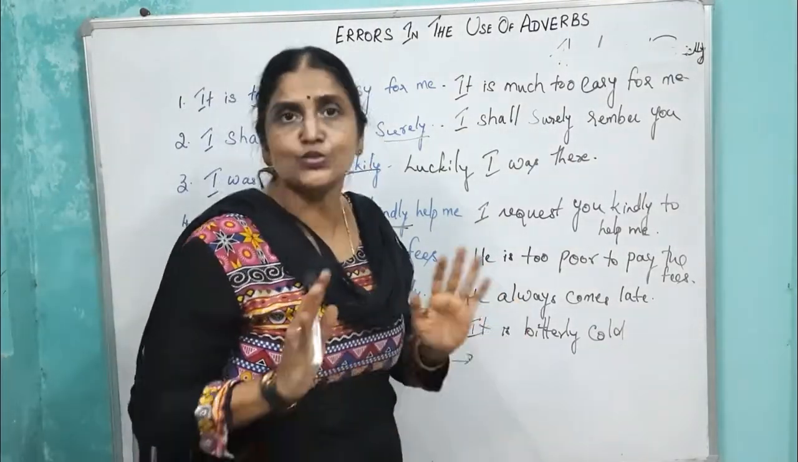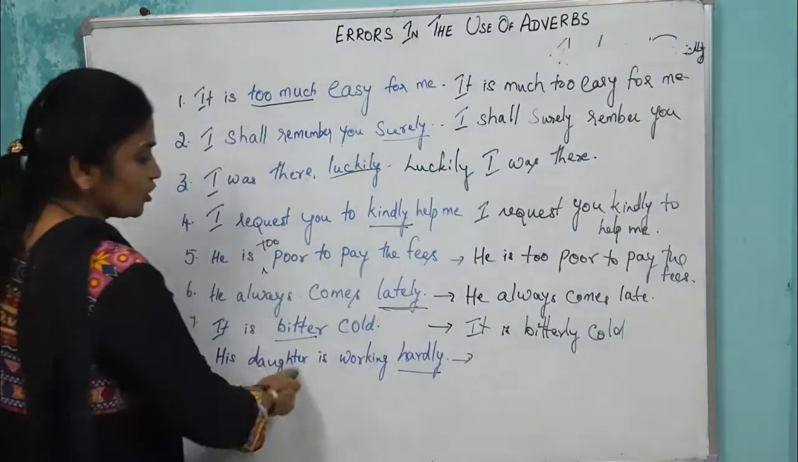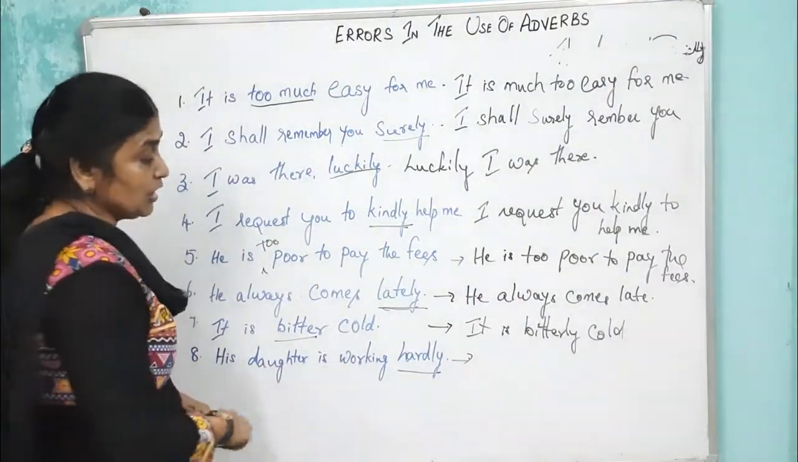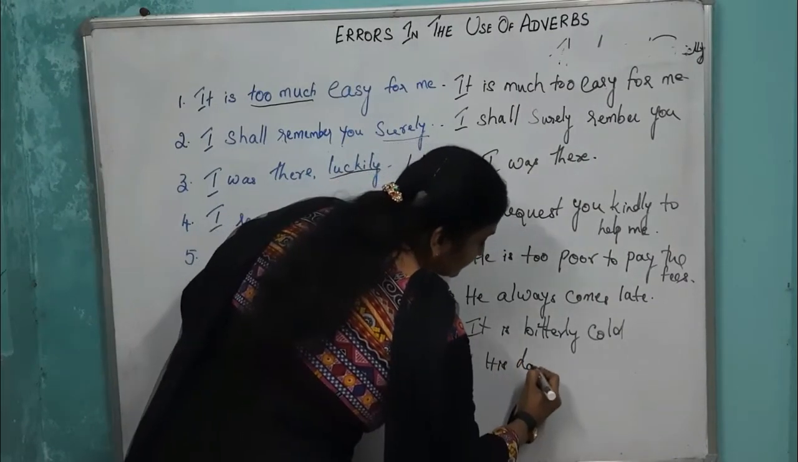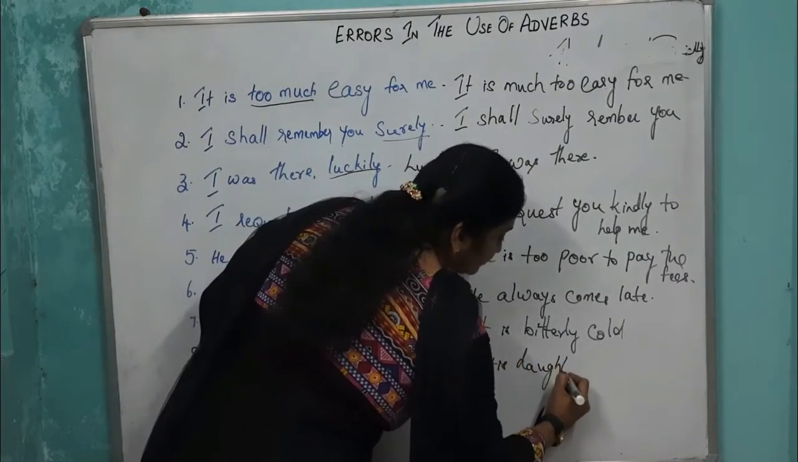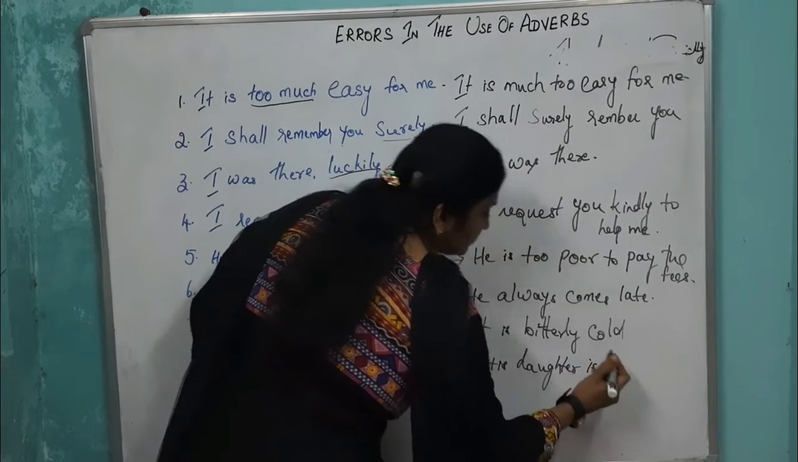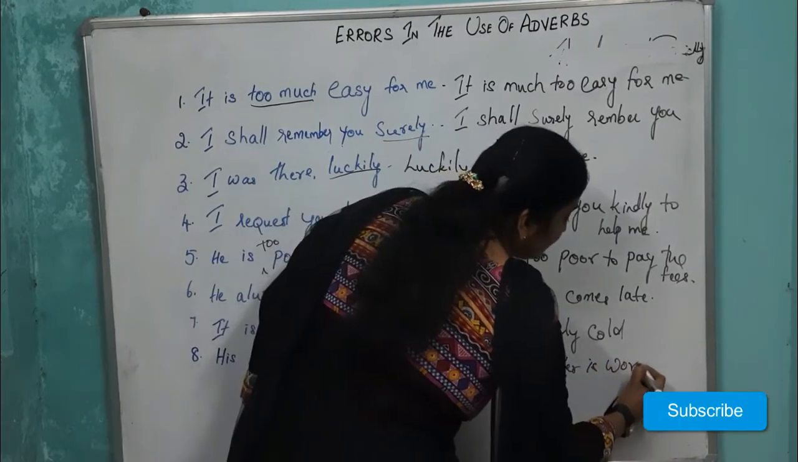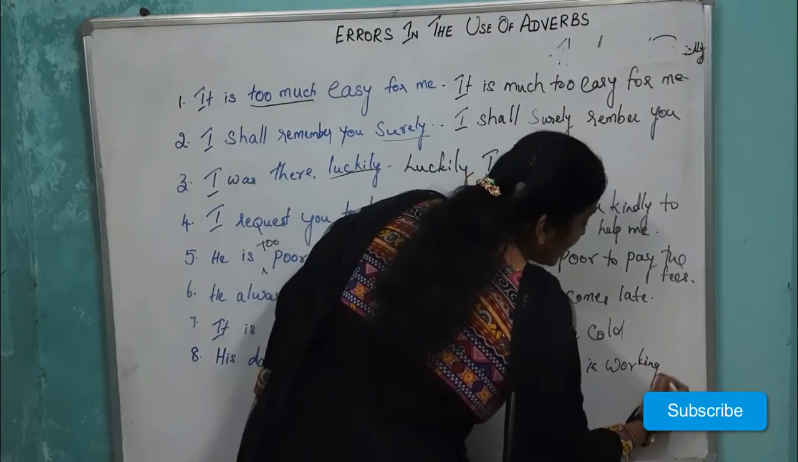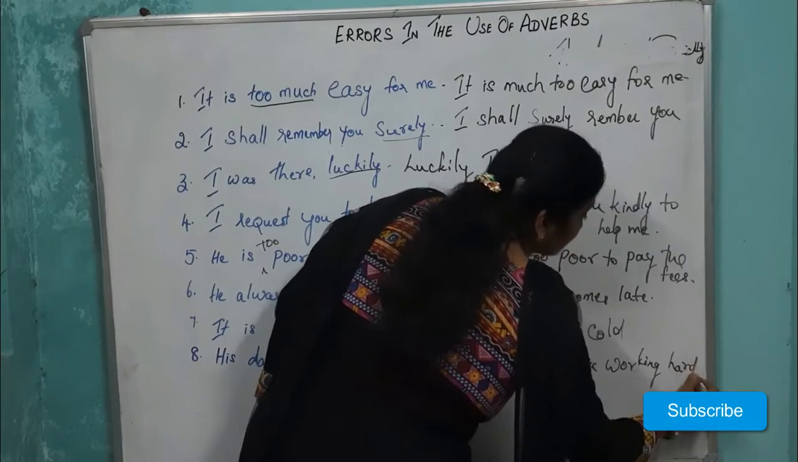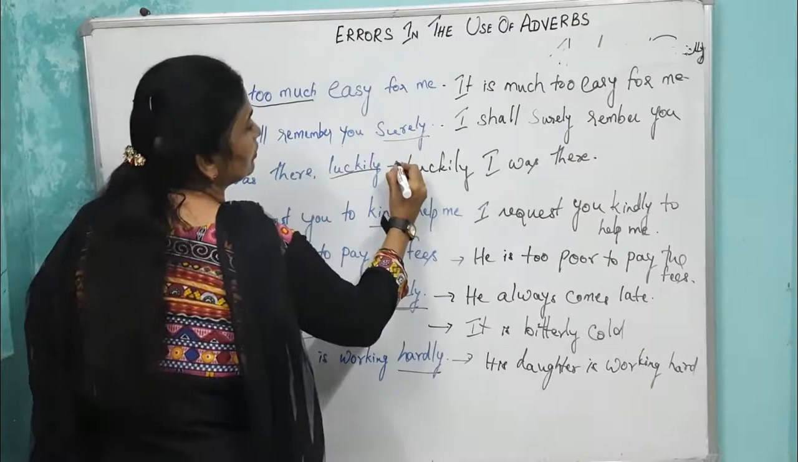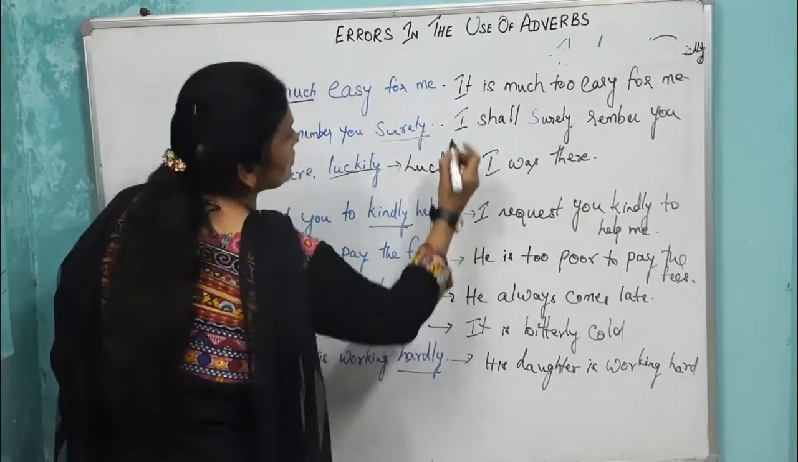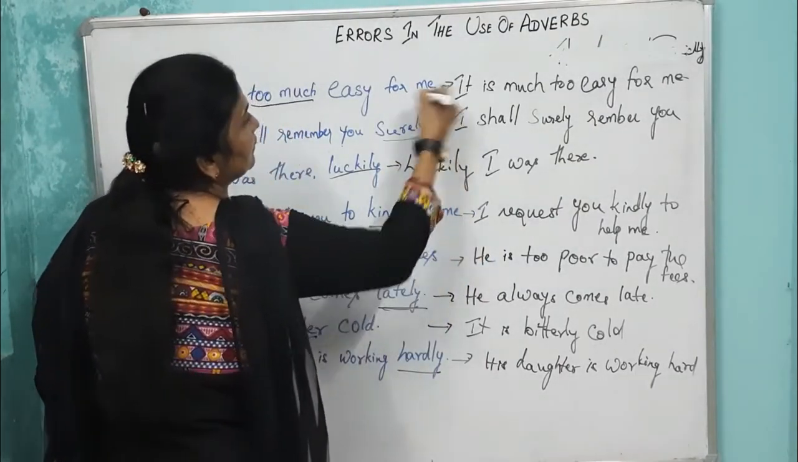But you don't intend to say that. You want to say his daughter is working very much. That means his daughter is working hard. This is what you have to write about or talk about correctly.